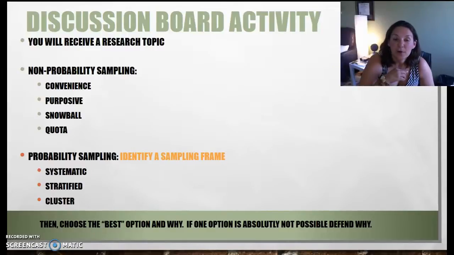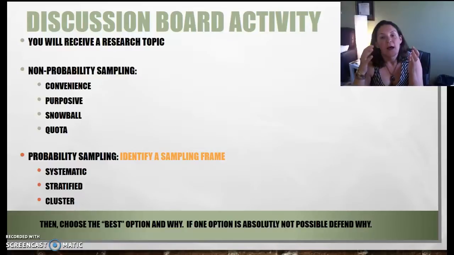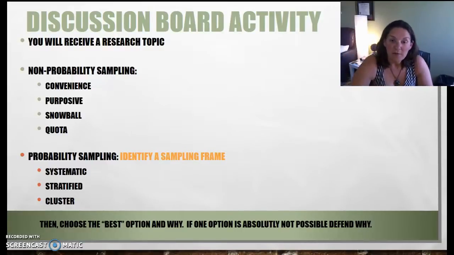You're going to post about what it would look like to answer that question with a convenience sample, with a purposive sample, with a snowball sample, with a quota sample, with a systematic sample, with a stratified sample. So you're essentially giving 7 different descriptions. And then you're going to choose the best option and tell us why. So after thinking about what it would look like to use each of these sampling strategies, you're going to say, for this research topic, I think the best strategy would be to use purposive sampling, and here's why. So that's the idea for the discussion board.